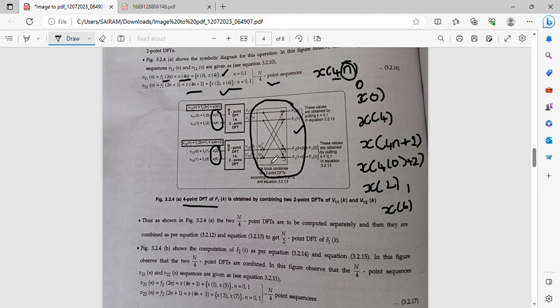Yes, so here you are supposed to write that downward. So downward you have to write omega 4 to the power of 0 and omega 4 to the power of 1.